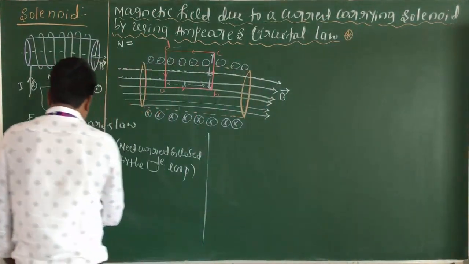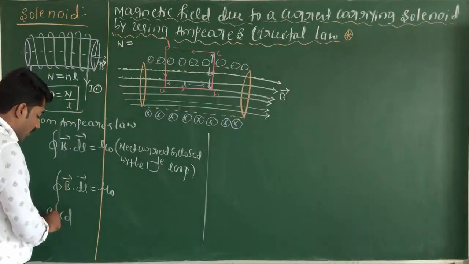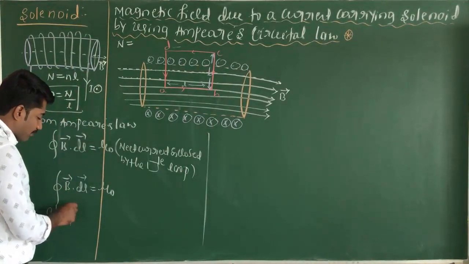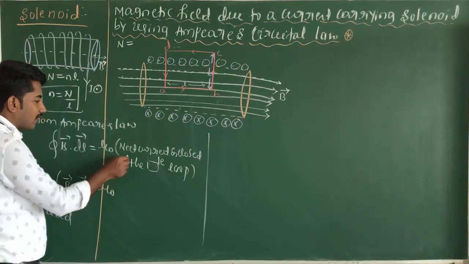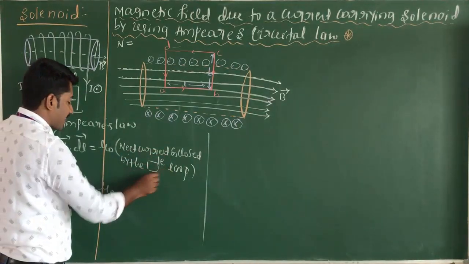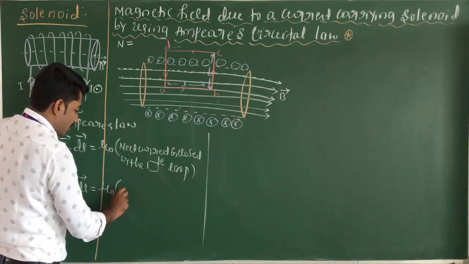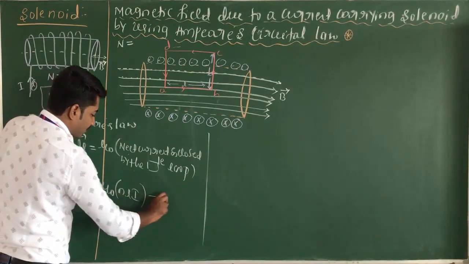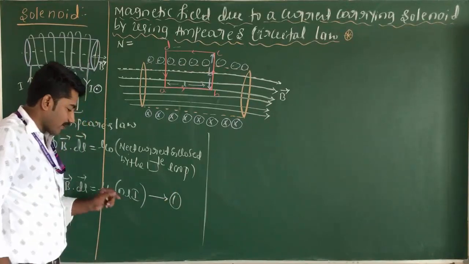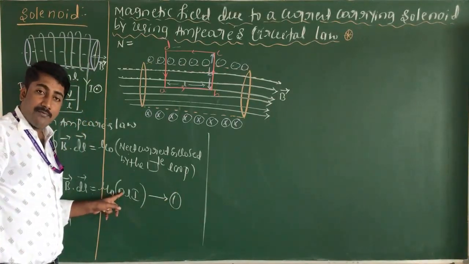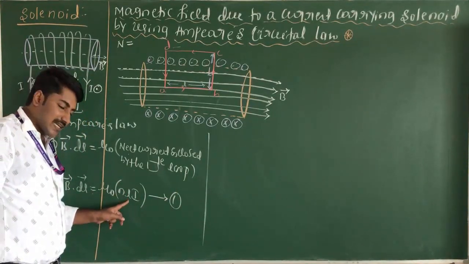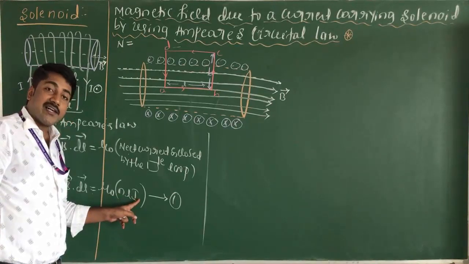Then here the line integral of ABCD, the rectangular path, of B dot dl is equal to mu naught into the net current enclosed by that path. Here the net current I depends on N into L into I. This is equation number 1. N is the number of turns per unit length, L is the length of the solenoid, and I is the current in the solenoid.